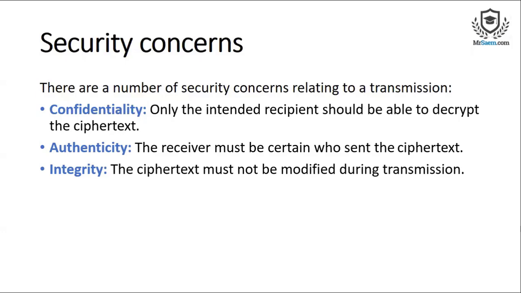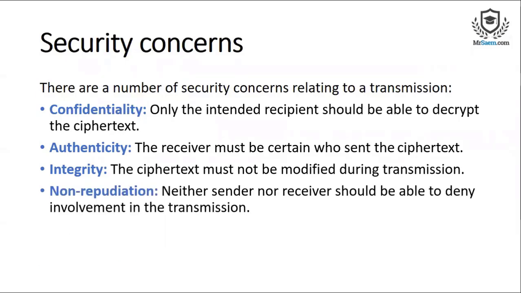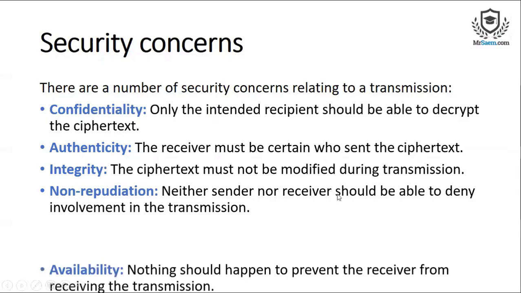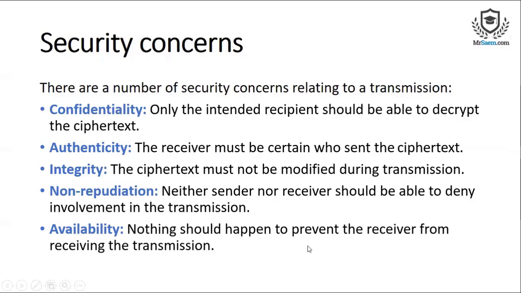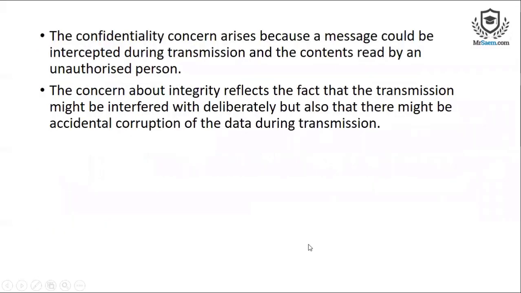If you're sending any data, it should not be modified in any way. Non-repudiation: neither sender nor receiver should be able to deny involvement in the transmission. This basically means that once you have sent the data, it should be sent. So neither the sender nor the receiver should be able to deny involvement in transmission. The process should go on. Availability: nothing should happen to prevent the receiver from receiving the data.